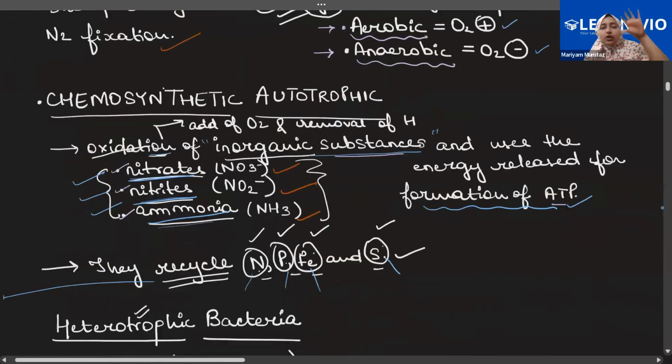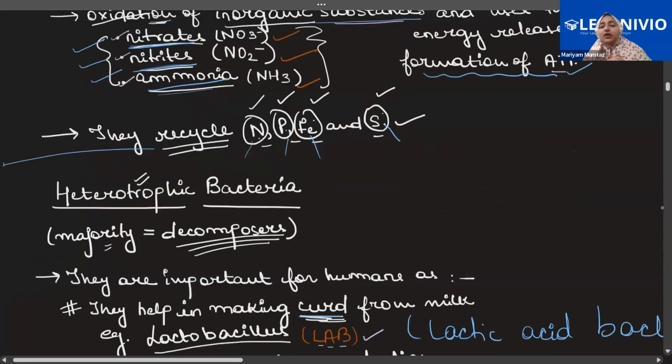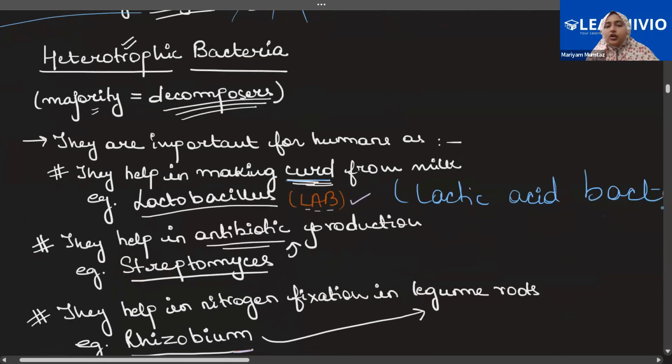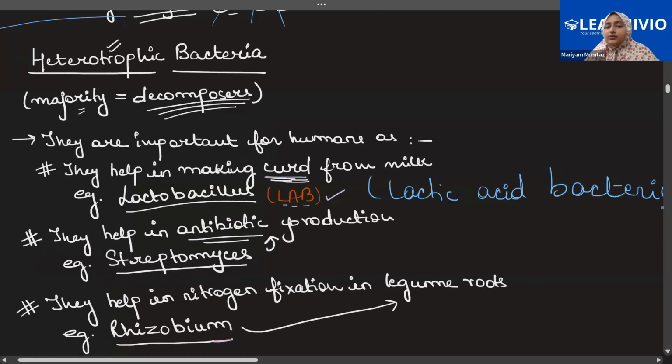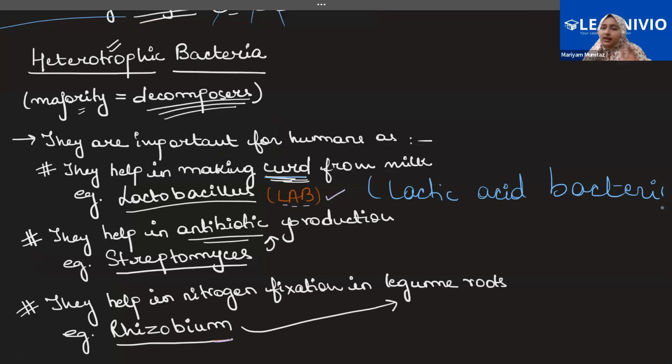Now, this was about the autotrophic bacteria. Now coming on to the heterotrophic. They cannot make their own food, right? So the majority of them are decomposers. They are anaerobic. Very good. And whatever dead and decaying stuff is there, they will procure their nutrition from that. But the heterotrophic bacteria are of great importance to us human beings.